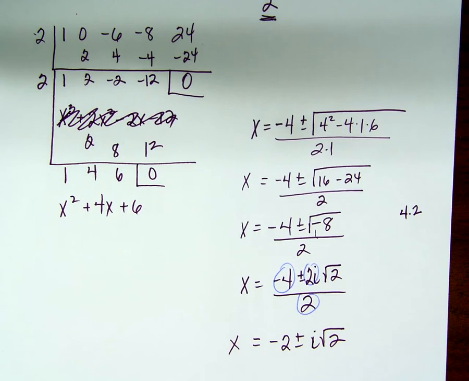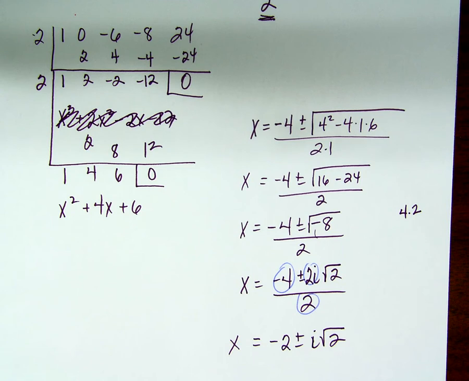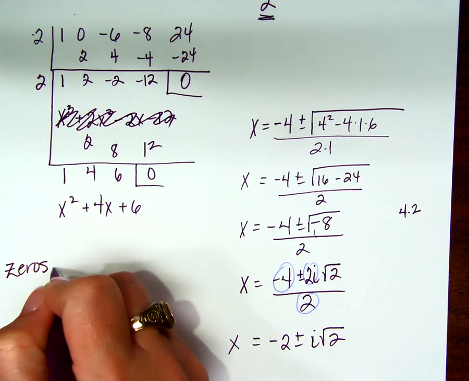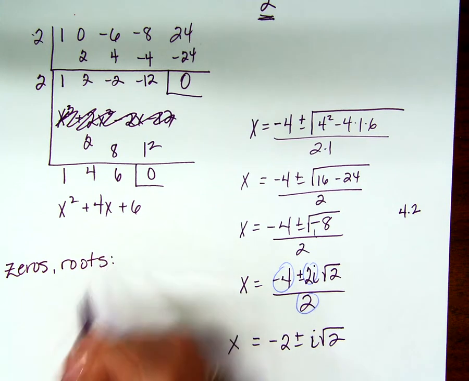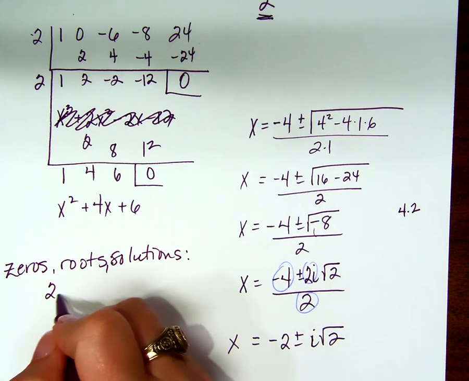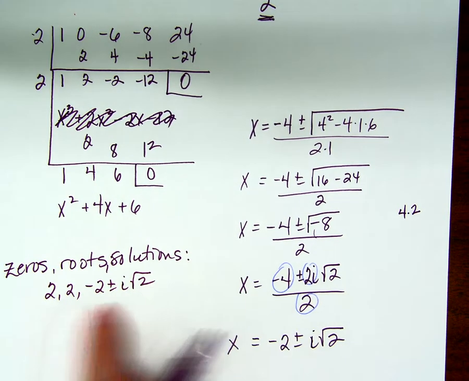I know, it's been a while since we've done that, isn't it? Okay? But it's still something we've got to be able to know how to do. So, do I have my 4 answers? I've got this one, and I've got these two, right? So what we need to be able to do is know that those are the zeros or the roots or solutions. Okay? 2, 2, negative 2 plus or minus i root 2. Those are my 4 solutions.